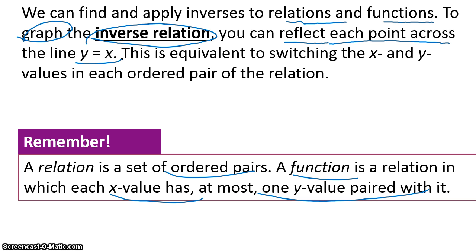And if you'll remember from geometry, when we reflected over the line y equals x, that was the same thing as switching your x and y values in each ordered pair. So in other words, if you started off with your ordered pair x, y, once you reflected it, the new ordered pair would be y, x. Okay, let's try it.